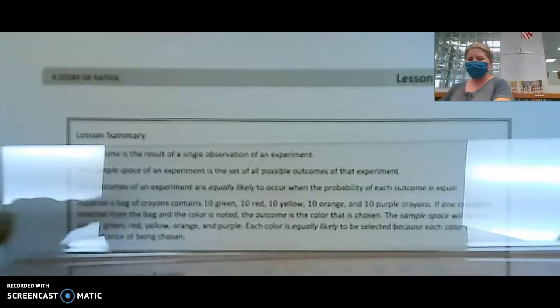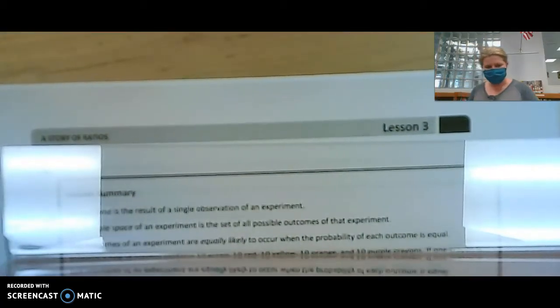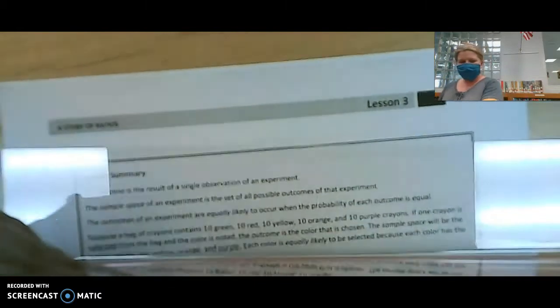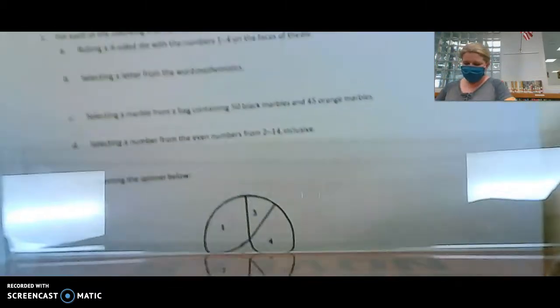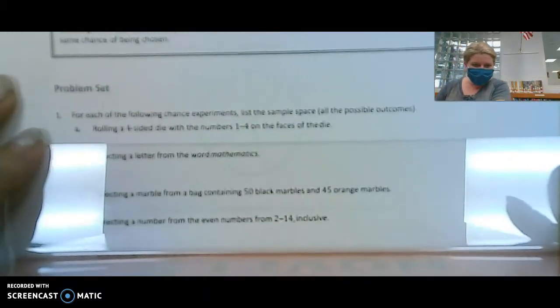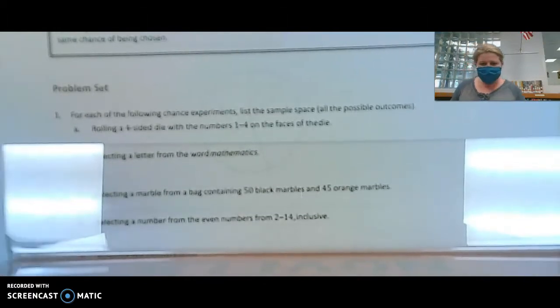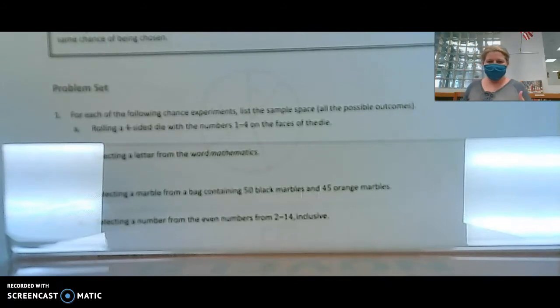Okay, and we're ready to go over our lesson 3 problem set. So I'm just going to scroll on down to the first question. It asks you to list the sample space, which is all the possible outcomes for each of these situations.